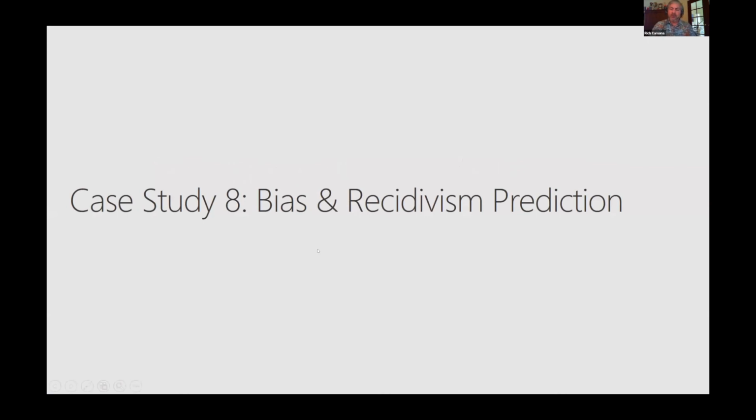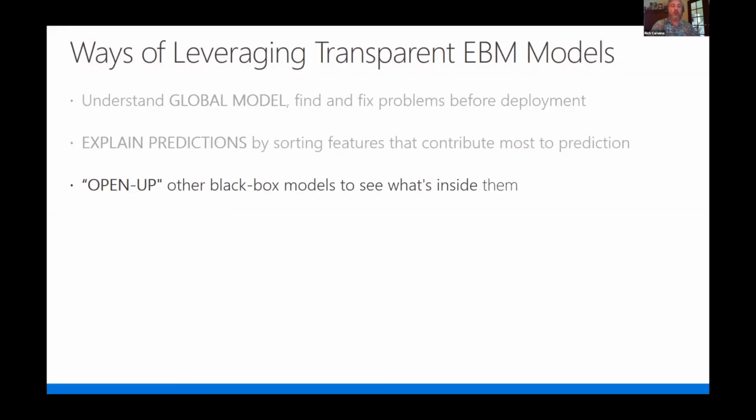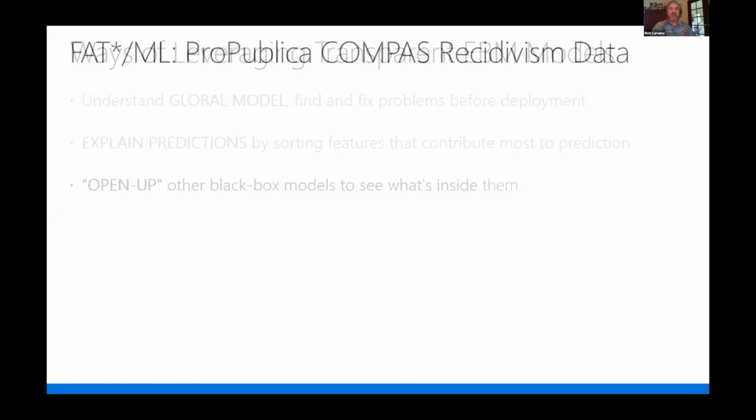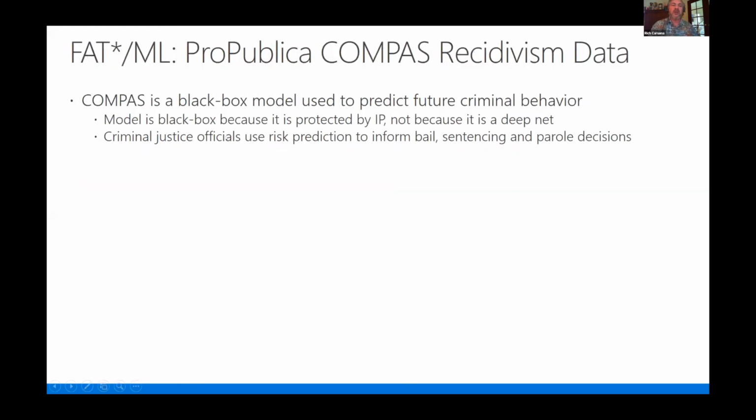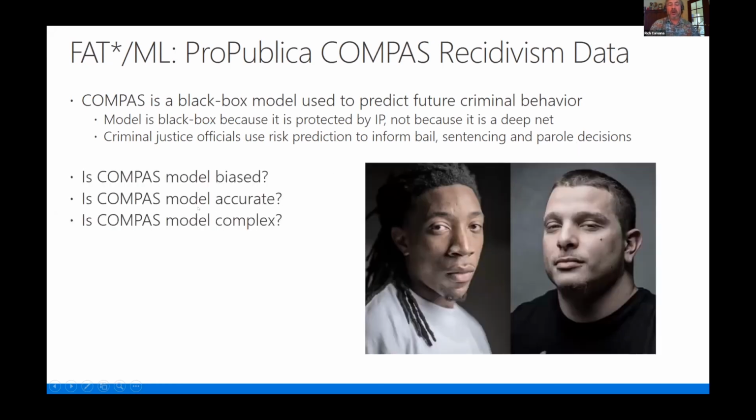And now what I'm going to do is do black box explanation, but using a glass box model. And what we're going to do is we're going to open up the black box to see what's going on inside of them. We're going to use this Compass data set you've probably heard of. It's a black box because it's protected IP, not because it's actually a complex model. And this model is used in the US to inform decisions about bail or parole. And there's been a lot of papers published suggesting that this model is racially biased, which of course is a problem. So we're going to follow up on that work.